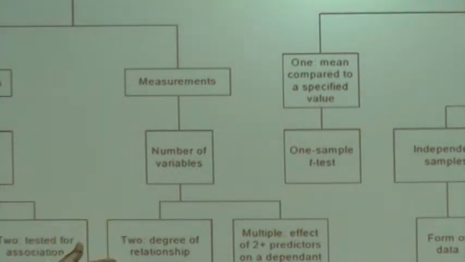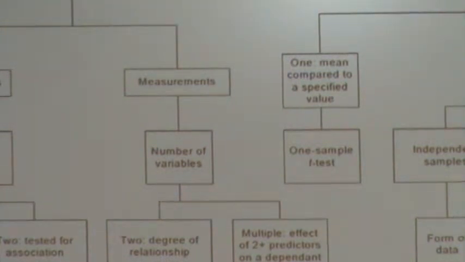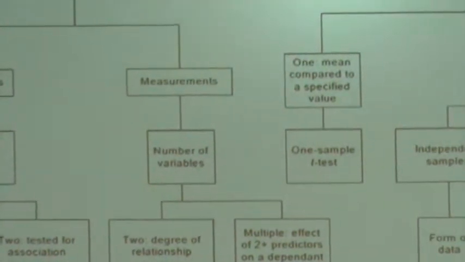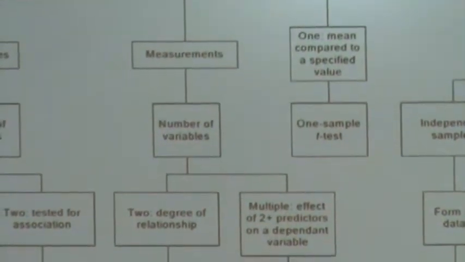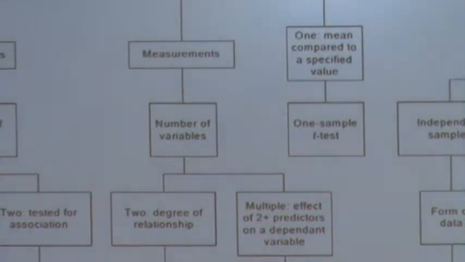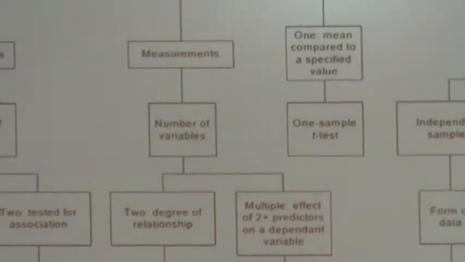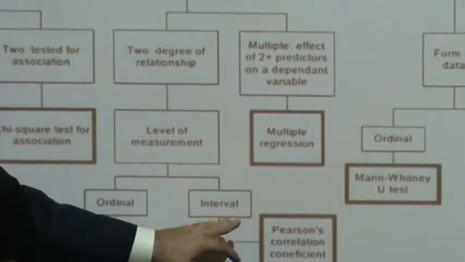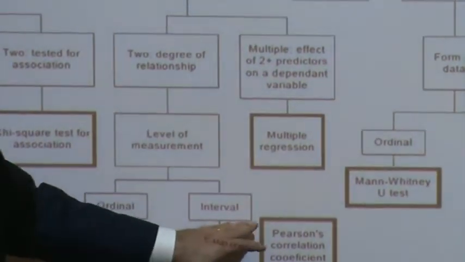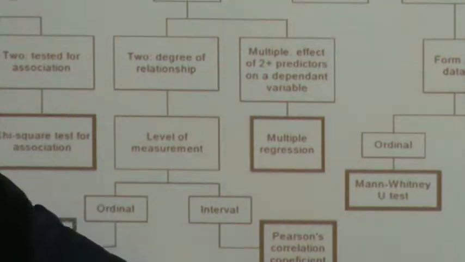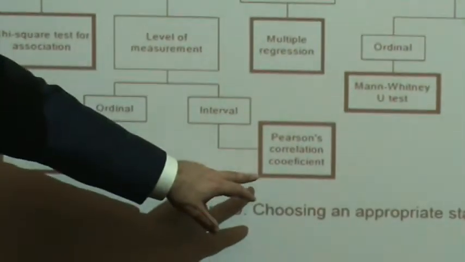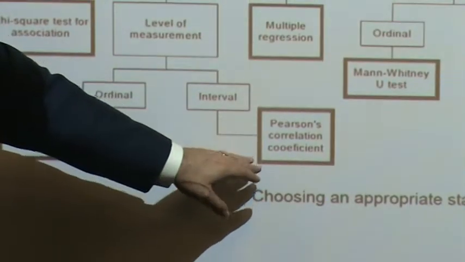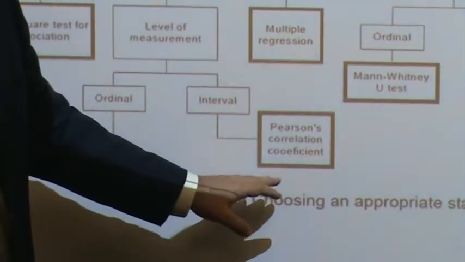If you have two variables, and you want to, for example, explore the relationship between height and weight, then you would ask yourself, what level of measurement is that? And height and weight are both interval. In fact, they're both ratio, but in any case, interval ratio data would get analyzed by Pearson's correlation coefficient, something that I'm sure you're all very familiar with.